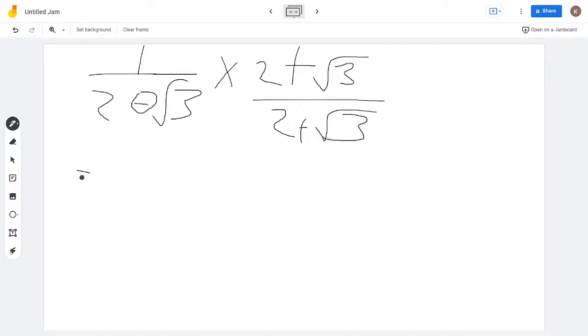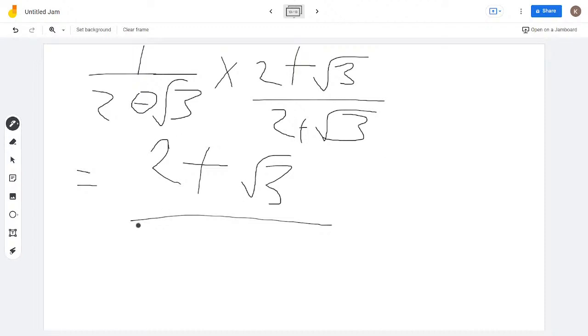So, while simplifying, we will get the numerator as 2 plus root 3, divided by a minus b times a plus b, which is a square minus b square. 4 minus 3 is equal to 1. So our answer in this case would be equal to 2 plus root 3 only. Okay. And we are done with the rationalizing part. Right.